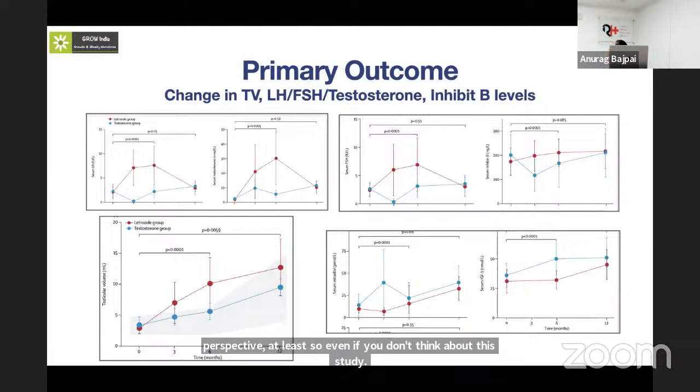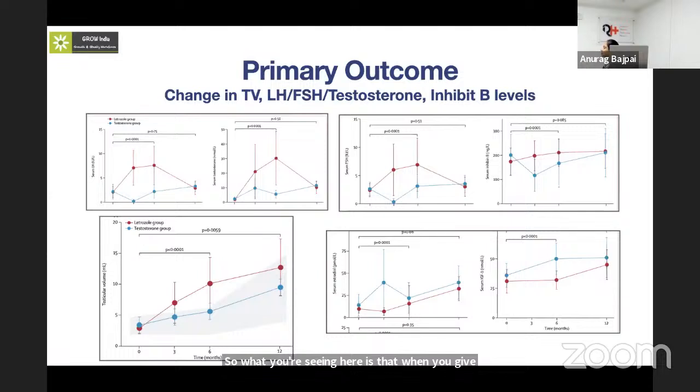So what you are seeing here is that when you give testosterone, LH level went down because this is obviously a direct suppressing effect of testosterone. It gets aromatized and converted. FSH went down again, the same scenario. Inhibin B dipped. Yes. So all this is because of decrease in FSH basically. Decrease in FSH causes decrease in inhibin.